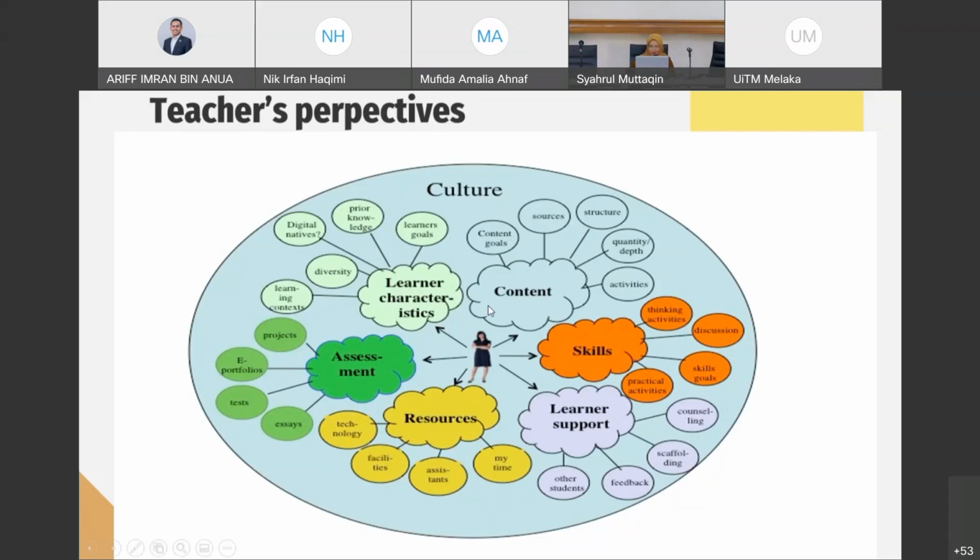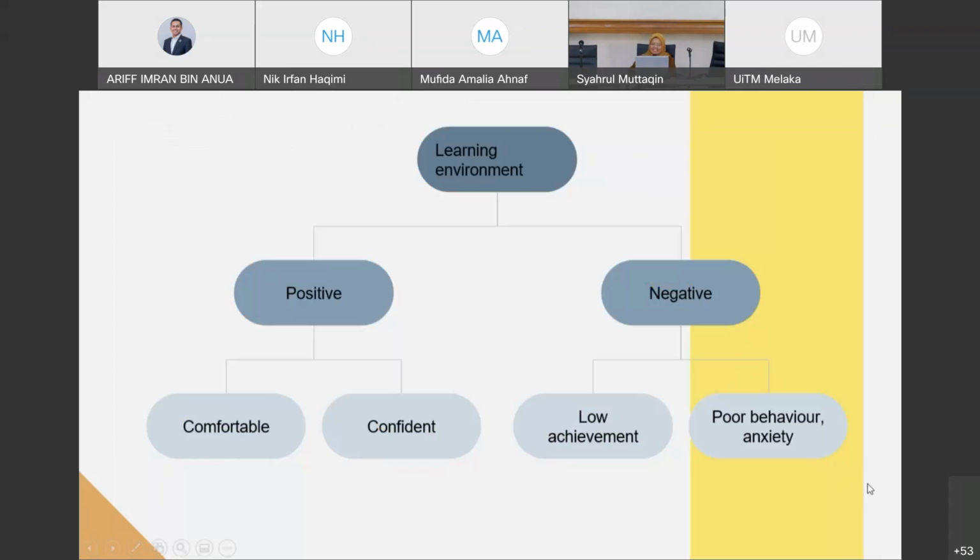So as a teacher, you might think very complicatedly, right? Well, ladies and gentlemen, learning environment itself can be positive and can be negative. The learning environment will be positive if it can make the students feel comfortable, confident in class. So, of course, when the students feel comfortable and also confident in class, it will boost the students' achievement. And the students can show the best in them.